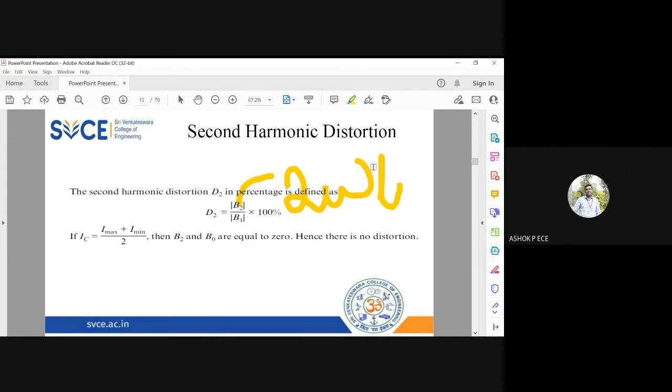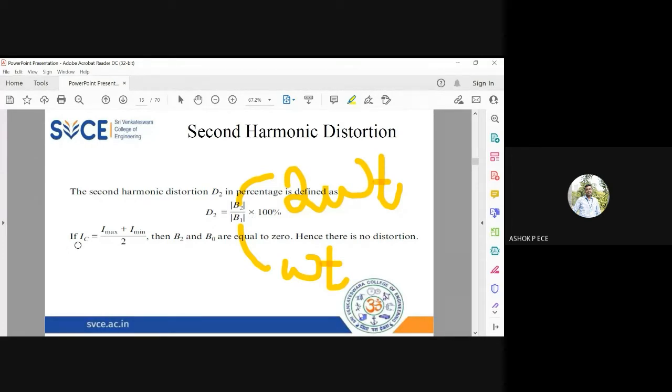And B1 is my useful power. B1 is the power present in omega t. So our reference is going to be the fundamental frequency. So we'll compute everything with respect to B1. So D2 equal to mod B2 by mod B1 into 100%.